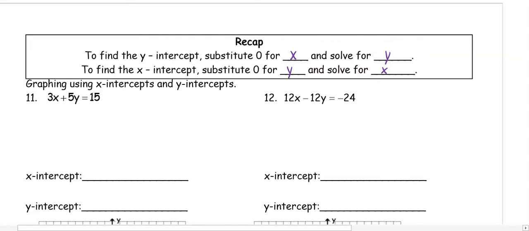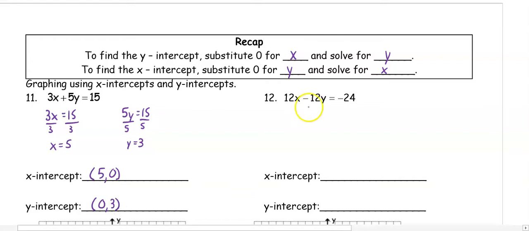So in number 11, we have 3x plus 5y equals 15. To find the x-intercept, we're just going to say 3x equals 15. When we divide by 3, x is equal to 5, so we have 5, 0. Then to find our y-intercept, we have 5y equals 15. We can divide both sides by 5. So y is 3, so we would have 0, 3. So whichever variable we ignored, we're going to put a 0 and then solve for our other variable.